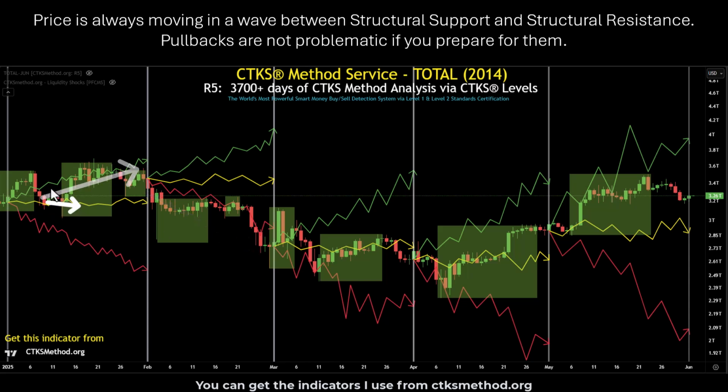We simply look at structure to guide our structural failures or structural passes. And you can trade those levels to great effect. Of course, you can also invest in them.